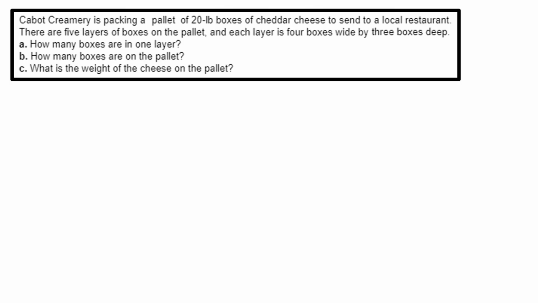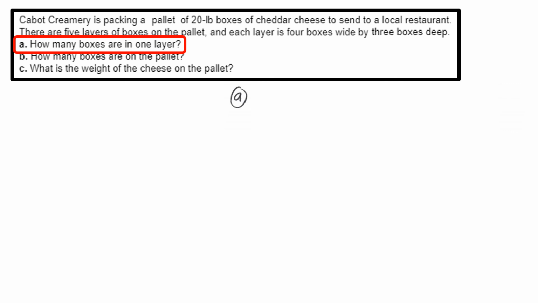Cabot Creamery is packing a pallet of 20-pound boxes of cheddar cheese to send to a local restaurant. There are 5 layers of boxes on the pallet, and each layer is 4 boxes wide and 3 boxes deep. A. How many boxes are in one layer? B. How many boxes are on the pallet? And C. What is the weight of the cheese on the pallet?